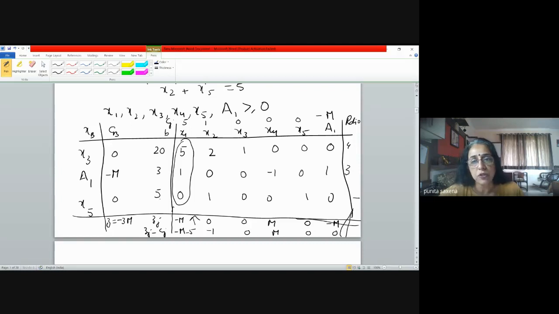So which one leaves? A1 leaves, right? Most of the times you will observe that artificial variables are the first ones to leave the basis. And once they leave the basis, they cannot re-enter.